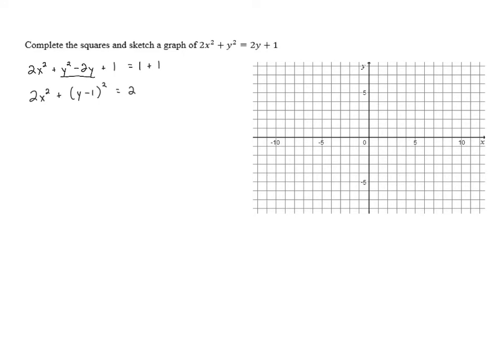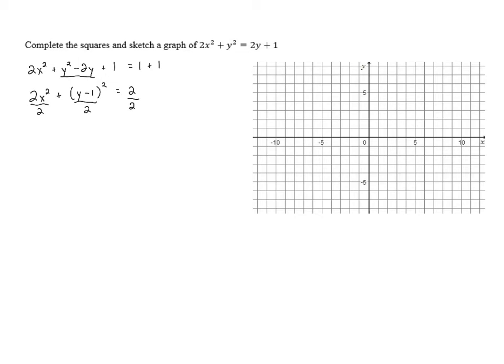Now this is starting to look like the equation of an ellipse because we've got x squared and y squared terms that are both positive on the left-hand side. But we know that for an ellipse, we want the constant term on the right-hand side to be 1. So we're going to have to divide both sides by 2 to get this into the right form.